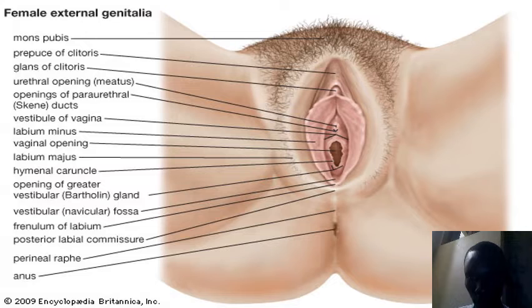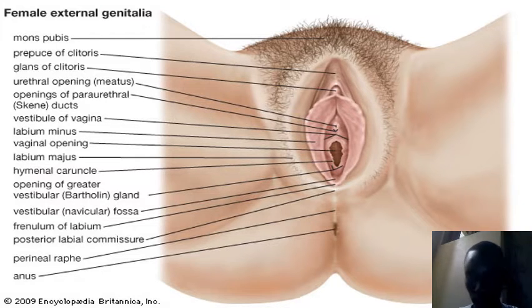It is made up of erectile tissue, what we call the corpora cavernosa, and it is an area of heightened sensitivity and sexual arousal. It produces a component called smegma, which is believed to be sexually arousing to women. It also has the prepuce of the clitoris, just like the prepuce of the penis, and the glans of the clitoris.